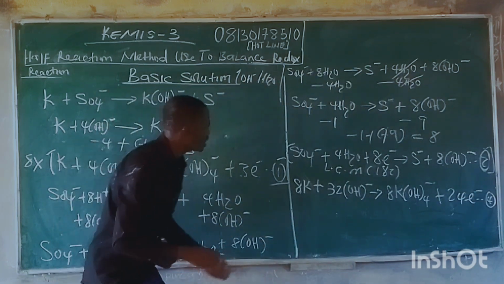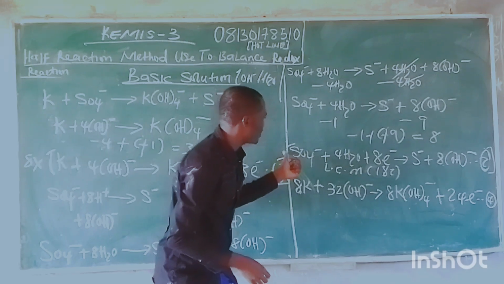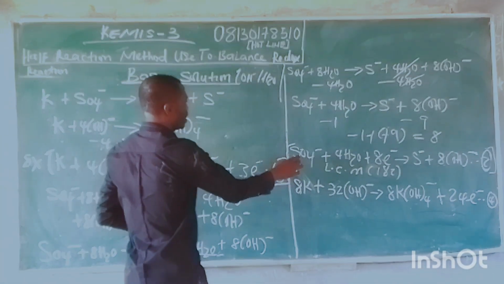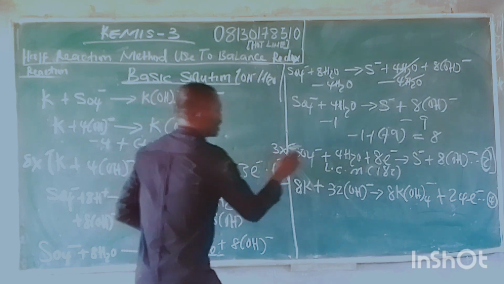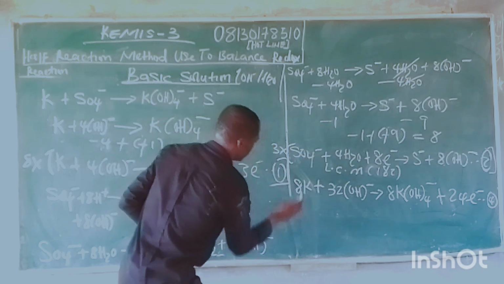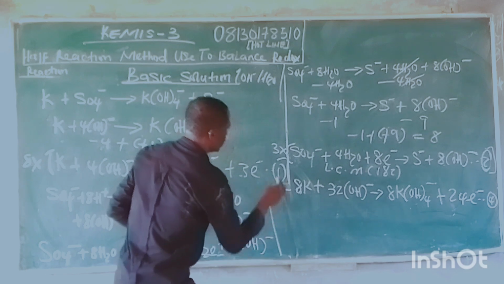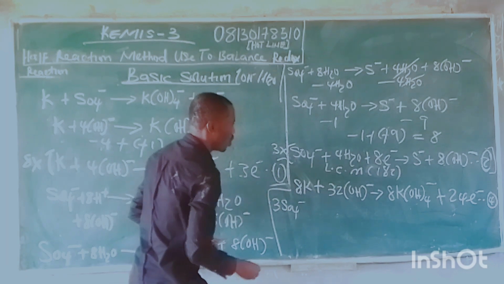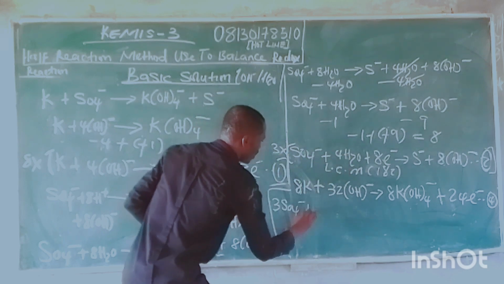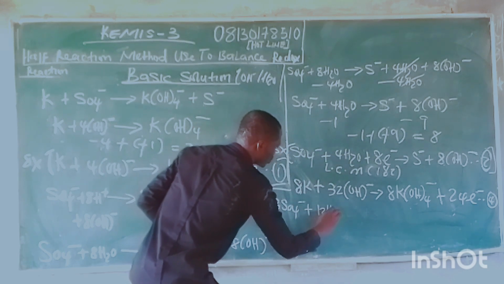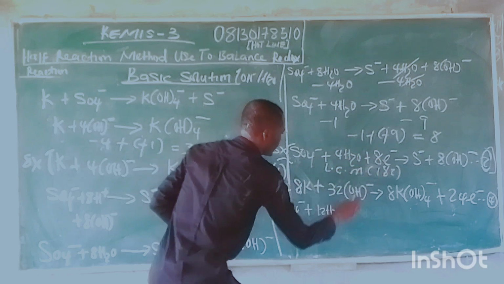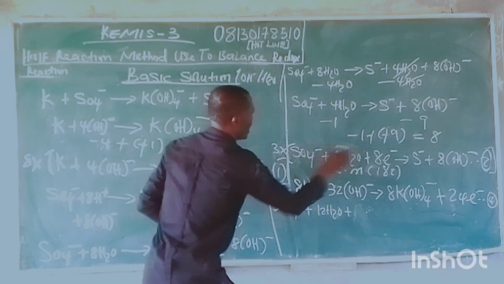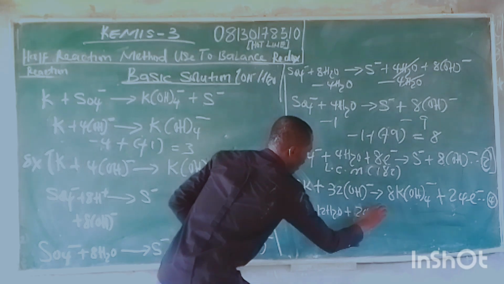Alright, let's do the next one. We're multiplying this equation 2 by 3. So we make a space here. 3 times this guy, 3 SO4 minus, 3 of those. 3 times by 4, that is 12 of those, 12 H2. Then 3 times by 8, that is 24 electron.